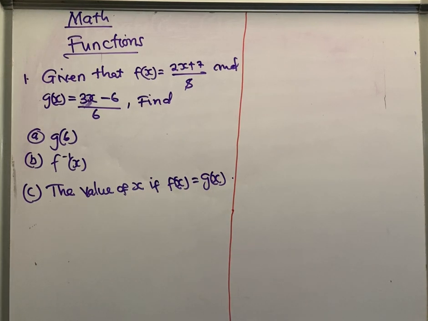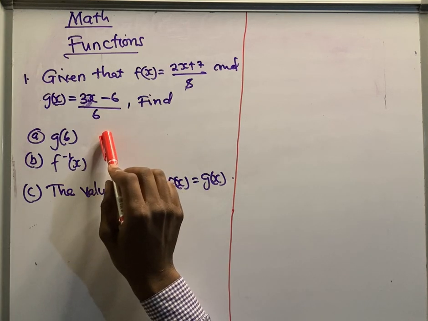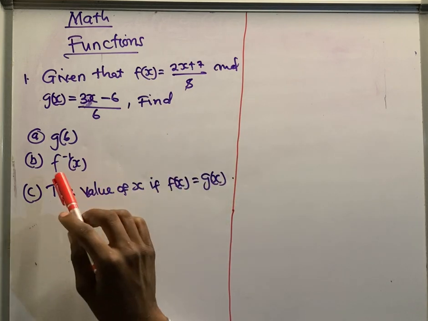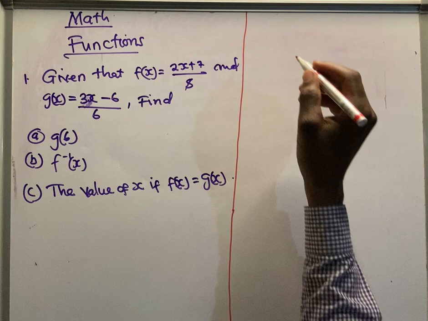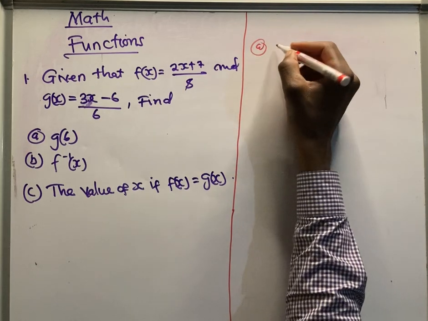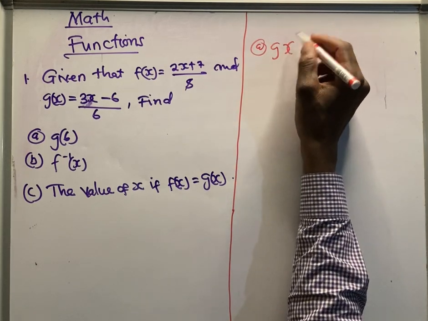so given that f of x is equal to (2x + 7) over 8 and g of x is equal to (3x − 6) over 6. Find g of 6. Okay, so we start with A. We find g of 6.